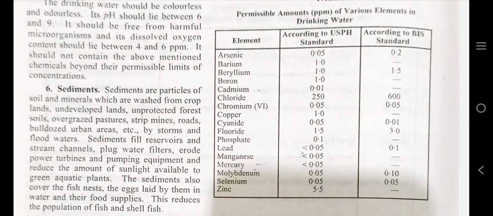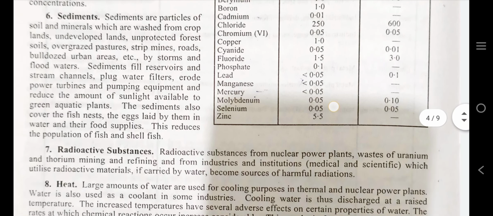Sediments are particles of soil and minerals which are washed from croplands, undeveloped lands, unprotected forest soils, overgrazed pastures, strip mines, roads, bulldozed urban areas, etc. by storms and floodwaters. Sediments fill reservoirs and stream channels, plug water filters, erode power turbines and pumping equipment, and reduce the amount of sunlight available to green aquatic plants. The sediments also cover the fish nests, the eggs laid by them in water, and their food supplies. This reduces the population of fish and shellfish.